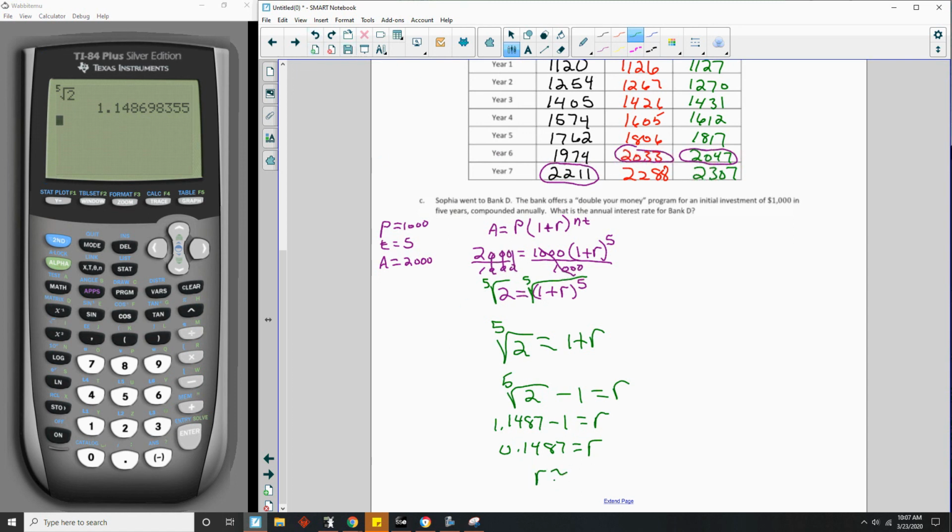So R is approximately 14.87%. So you need 14.87% interest compounded annually to double your money in 5 years.